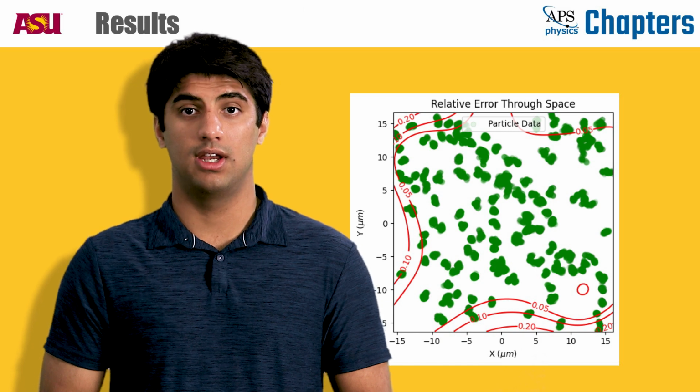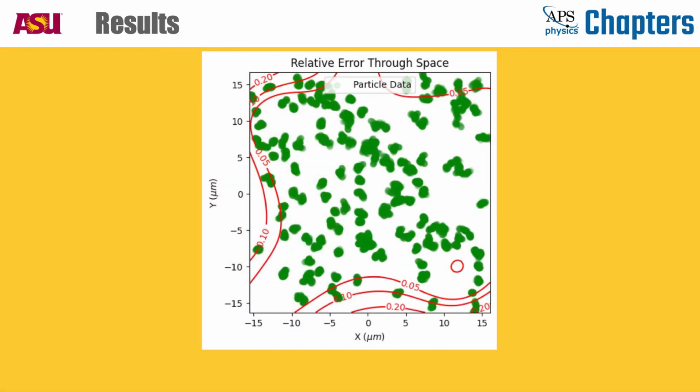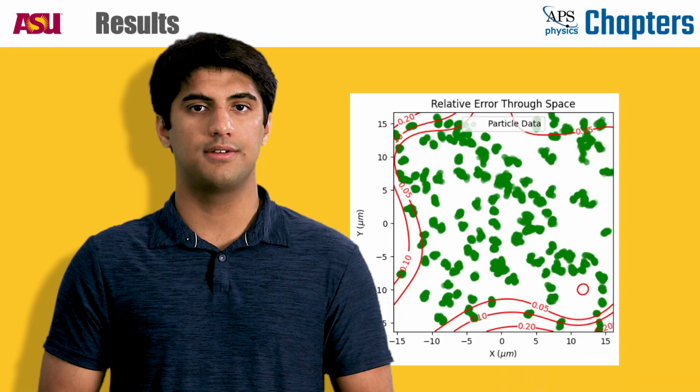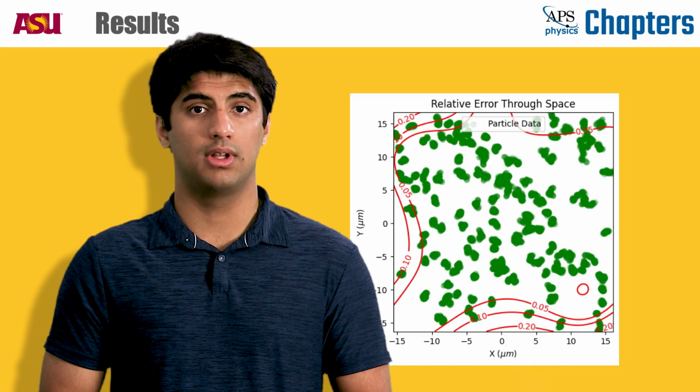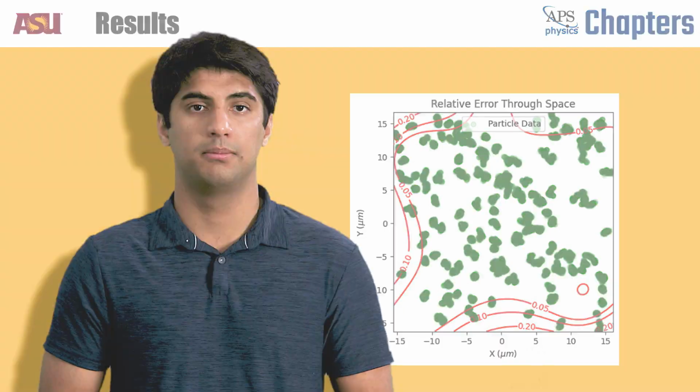Looking at the error here, we see our learned map is within 5% of accuracy through most of the membrane, and it only begins to deviate at the edges that are far from most of the data. This serves as a proof of concept for the algorithm as it has given reliable results on simulated data.